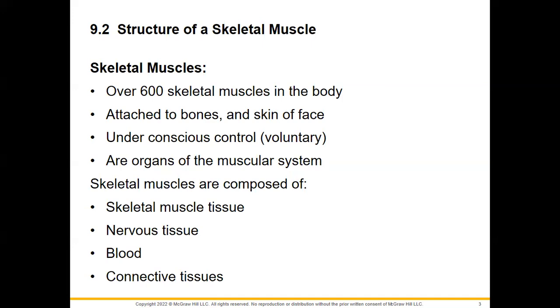The skeletal muscles are considered the organs of the muscular system. So they are organs when you're looking at the muscular system. Skeletal muscle is composed of the following tissues, not only the skeletal muscle tissue, so the cells that make up skeletal muscle, but you also have your nervous tissue, blood, and connective tissue associated with it to make skeletal muscles work the way they do.